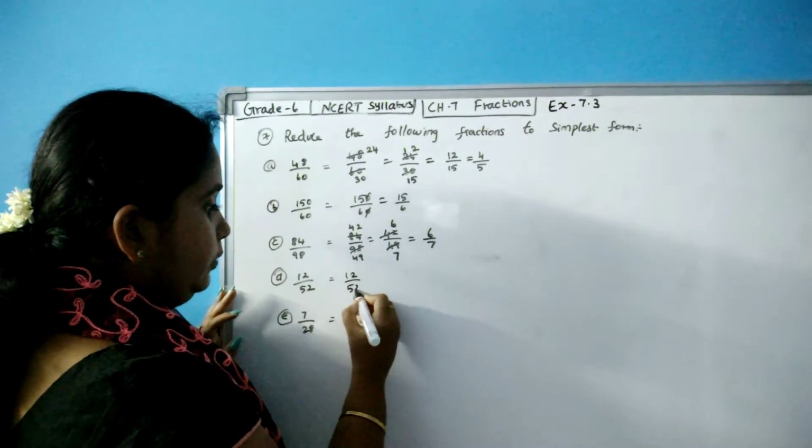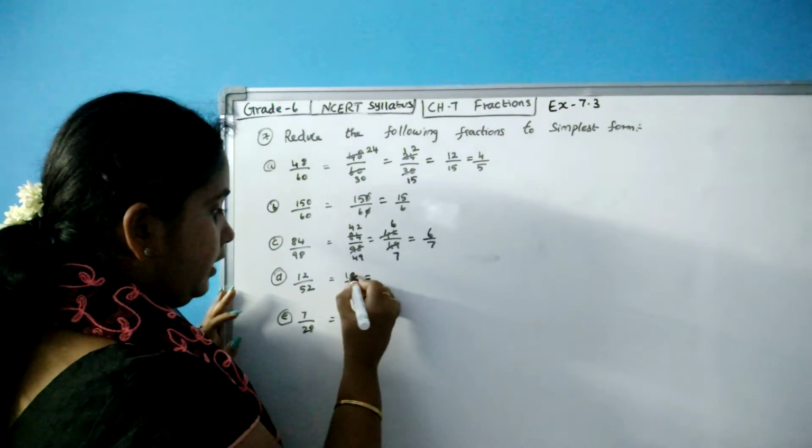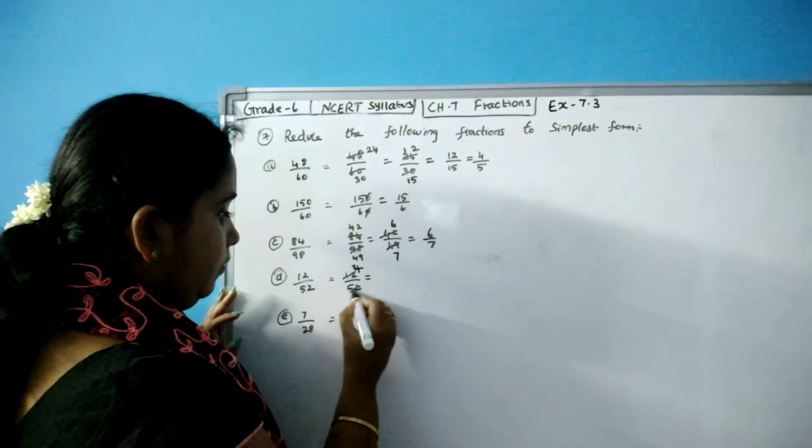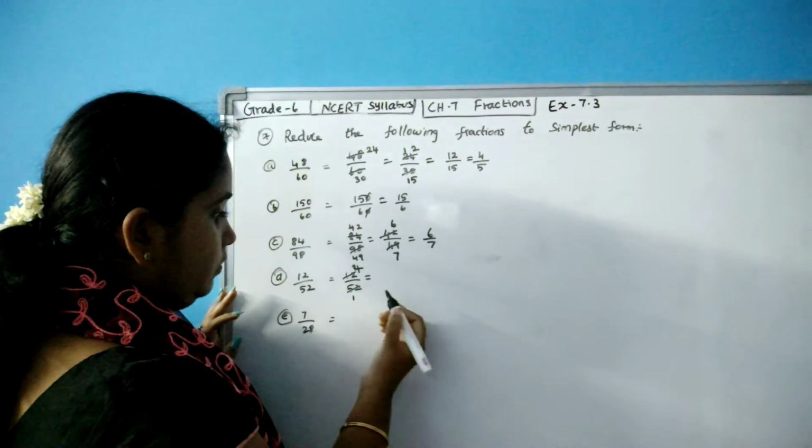12 by 52. So you write, 4 threes are 12, 1 three is 3, balance 2, no it will not go, wait.